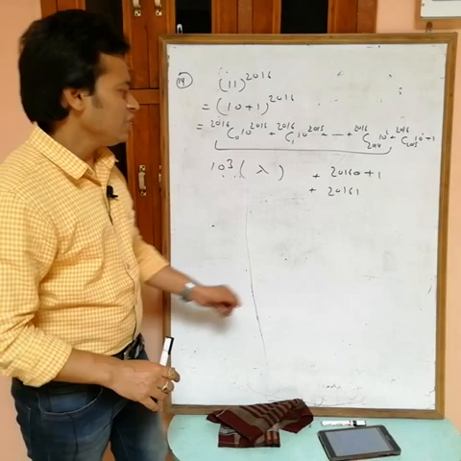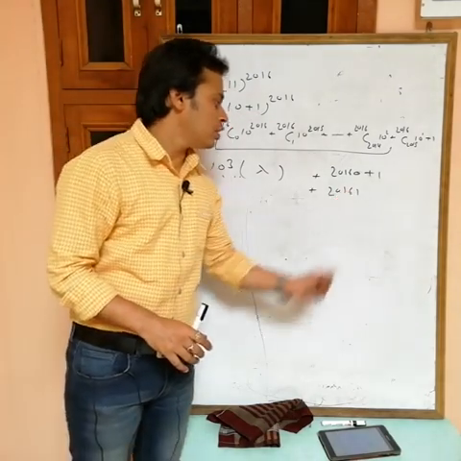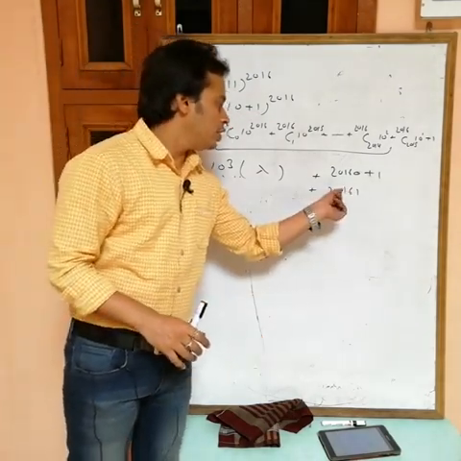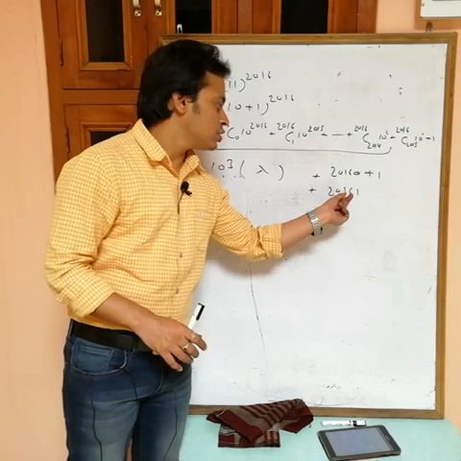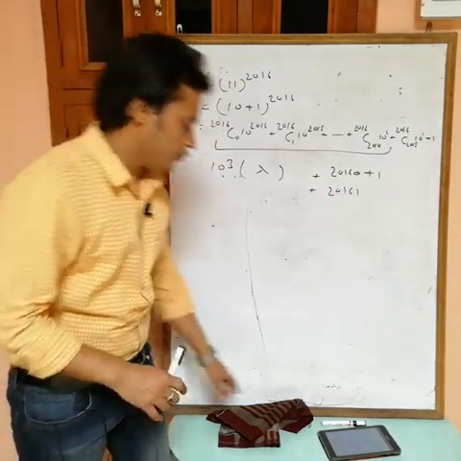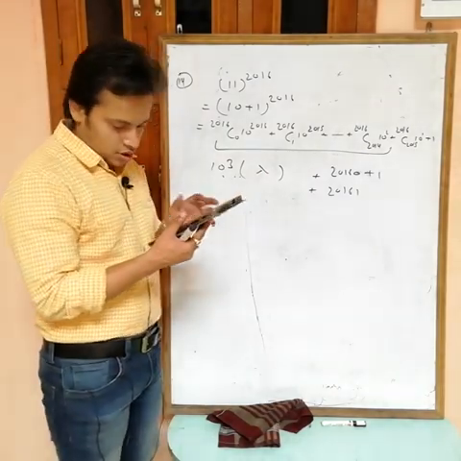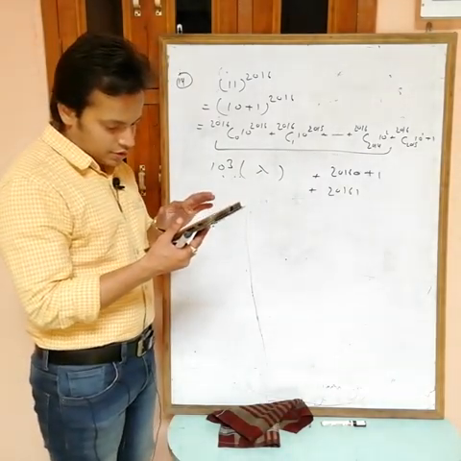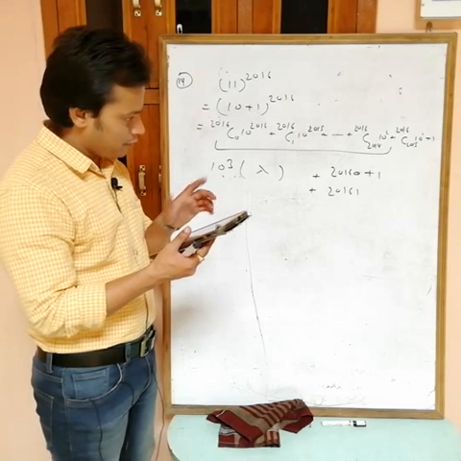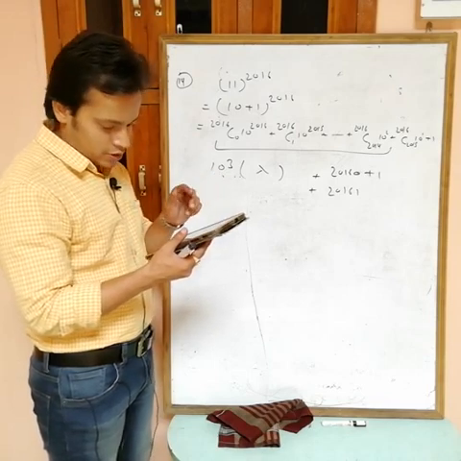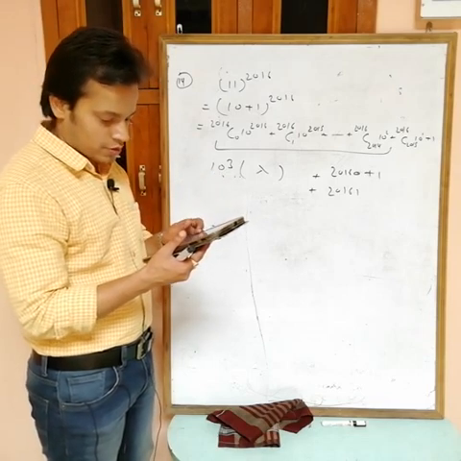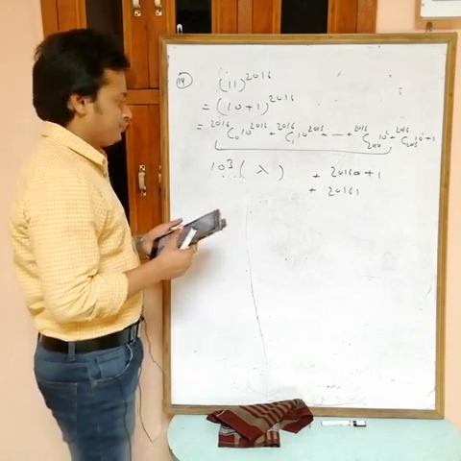So digit at 10th place is 6, digit at 100th place is 1. Okay, so the answer is digit at the 10th and 100th place. 10th place 6 and 100th place 1. x comma y is 6 comma 1. Okay, third one is the answer.